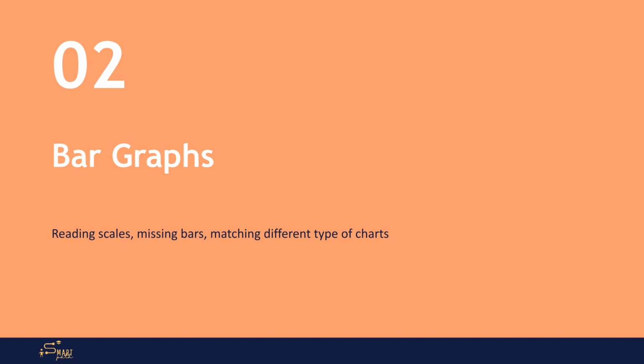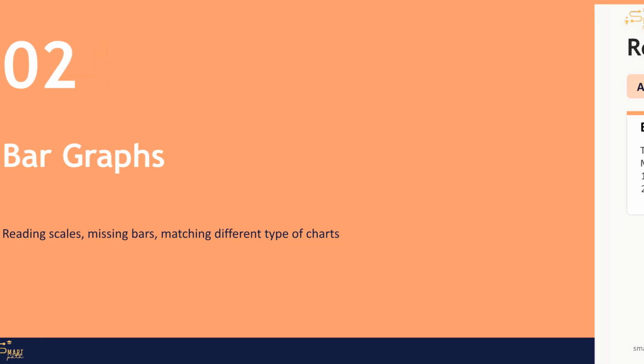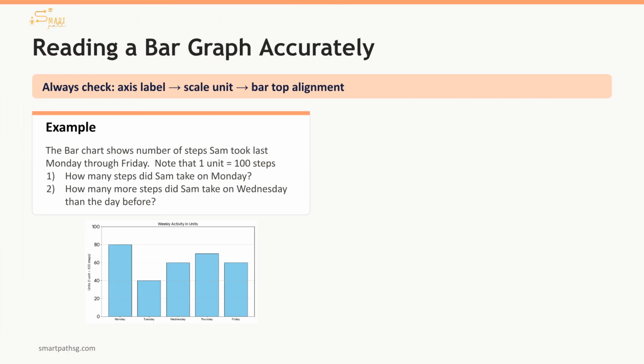Moving on to bar graphs, these are generally more straightforward. PSLE often tests 2 specific variations: the missing bar and matching different chart types. Accurate reading requires checking 3 things: the axis label, the scale unit, and the bar top alignment. Drill yourself to state the scale unit before reading any value to avoid errors. Pause the video and try to answer the questions yourself first.